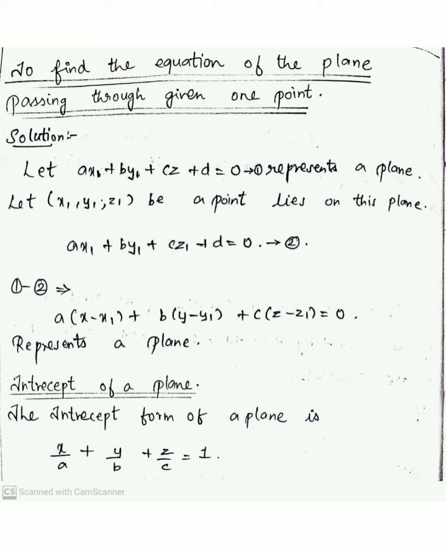Next we see the intercept form of a plane. The intercept form of a plane is defined as x/a + y/b + z/c = 1. So this is the intercept form of the plane. Now we see one example.